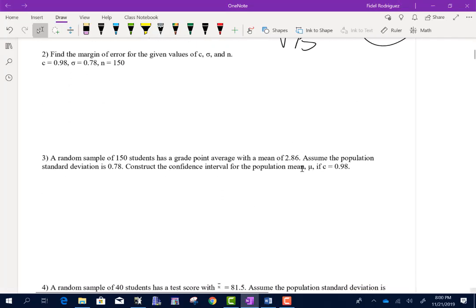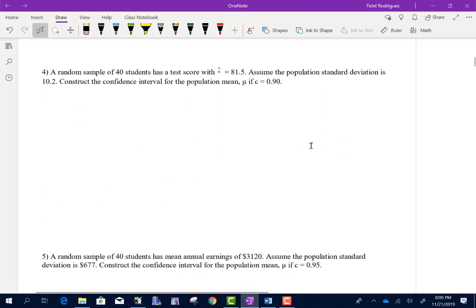Alrighty. Guys, any other questions here on page number 1? Number 4. Okay, so let's take a look. It says a random sample of 40 students has a test score with X bar equal to 81.5. Assume the population standard deviation is 10.2. Construct the confidence interval for the population mean mu if C is equal to 90. So guys, it's asking me to find my confidence interval.